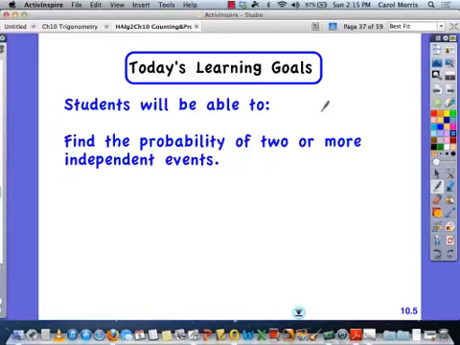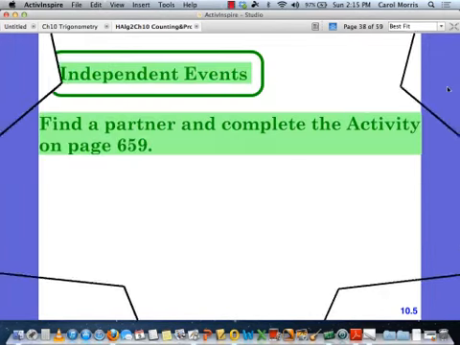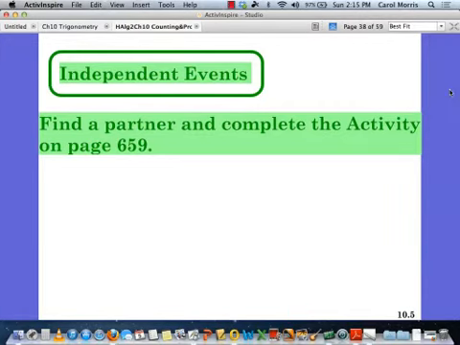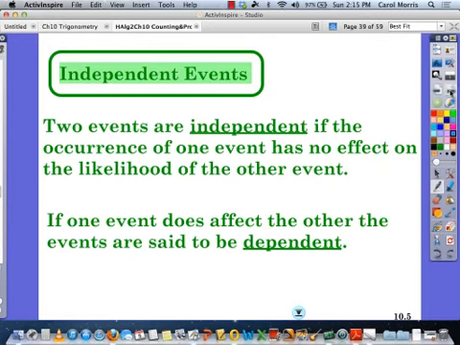Today's topic is going to be probability of independent events. There's going to be a little activity that you do in class to help solidify what the difference between independent and dependent events are, but here's some vocabulary to start with.